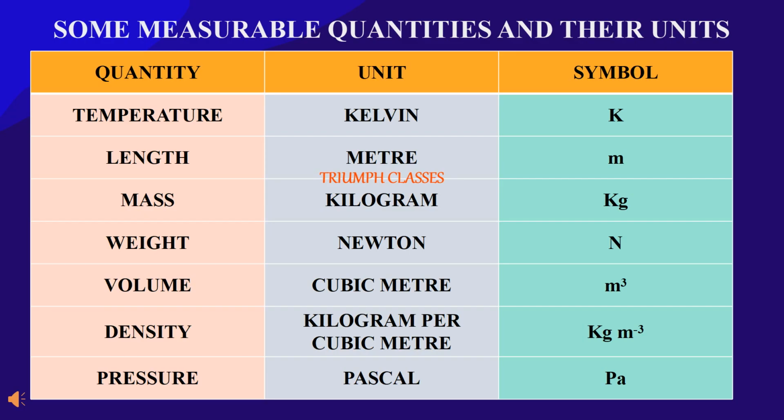Fifth, volume, its unit is cubic meter and abbreviated as meter cube. Sixth, density, its unit is kilogram per cubic meter and abbreviated as kg per meter cube. Seventh, pressure, its unit is Pascal and abbreviated as Pa.